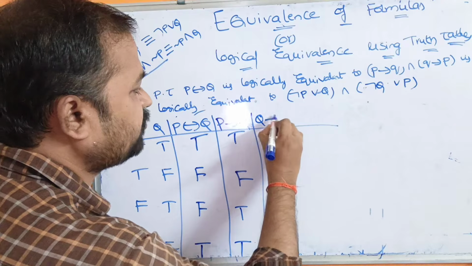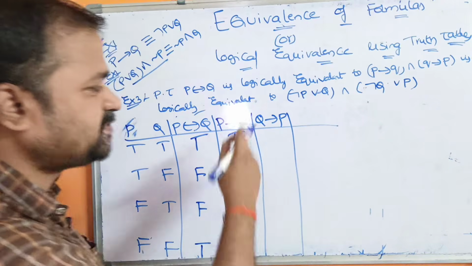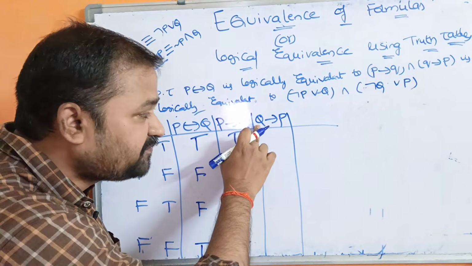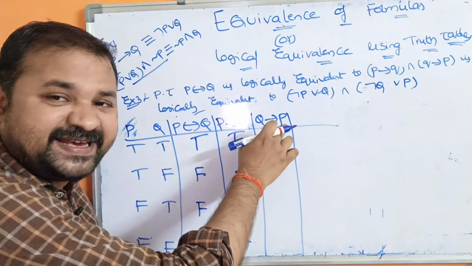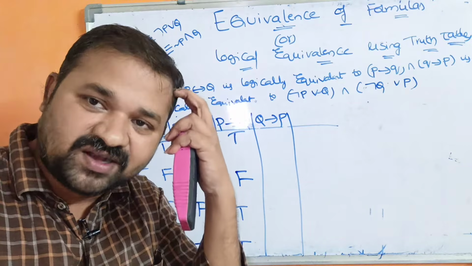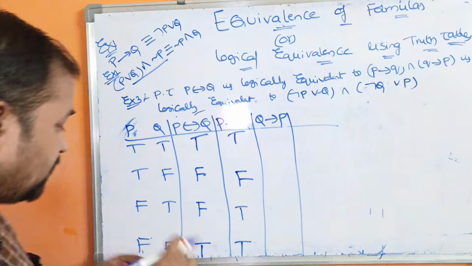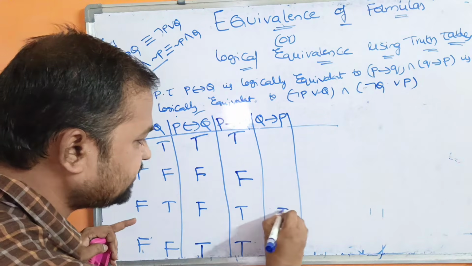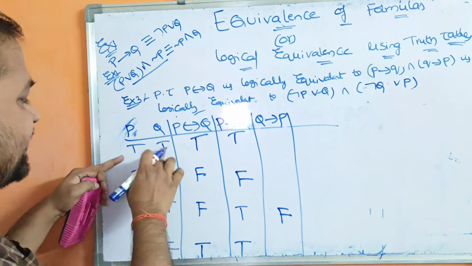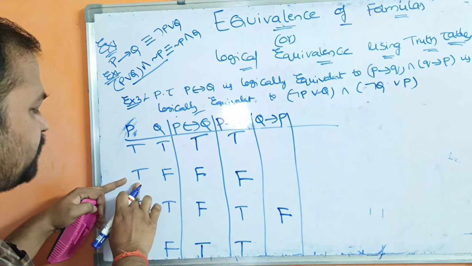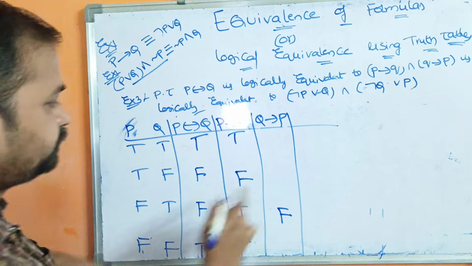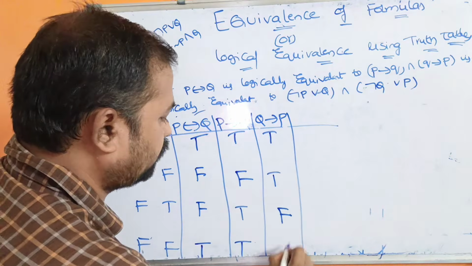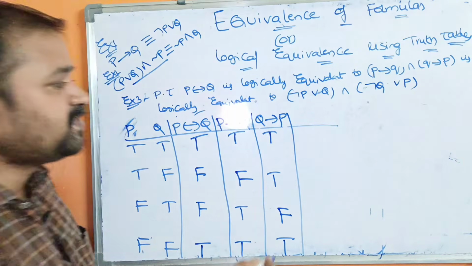Next, to calculate Q implies P. If Q is true and P is false, the result is false. In the remaining three cases, the result is true. If you observe here, Q is true and P is false, so the result is false. In the remaining three cases, true true means true, false true means true, false false means true.